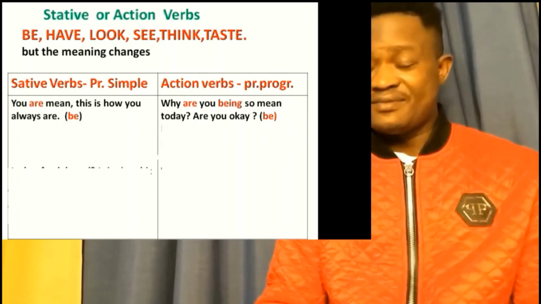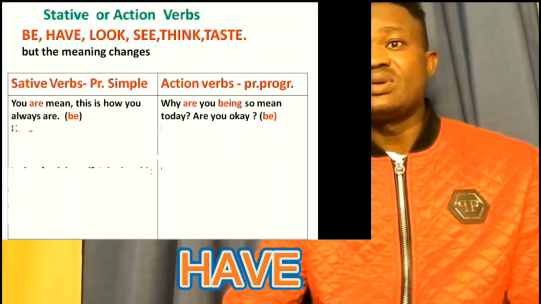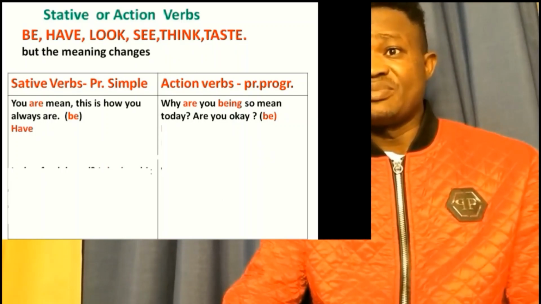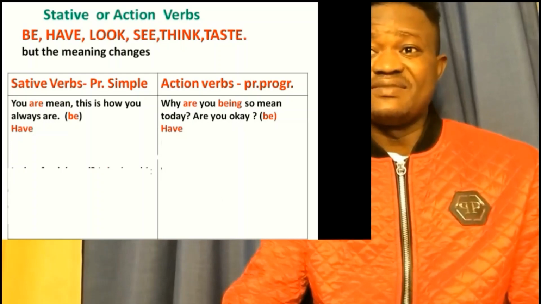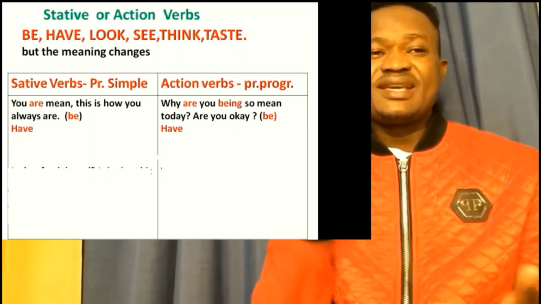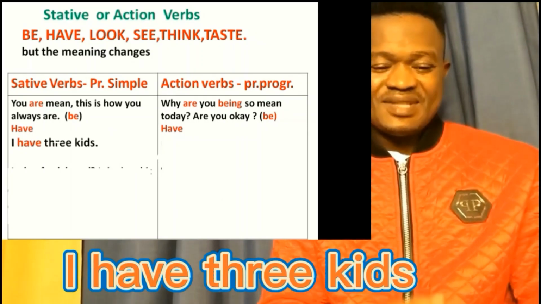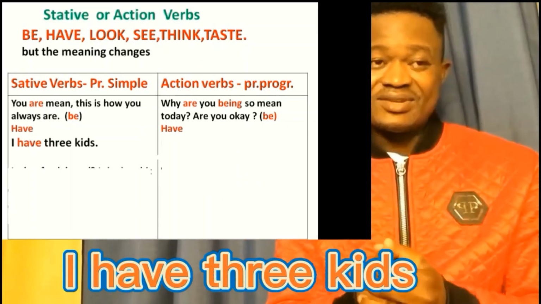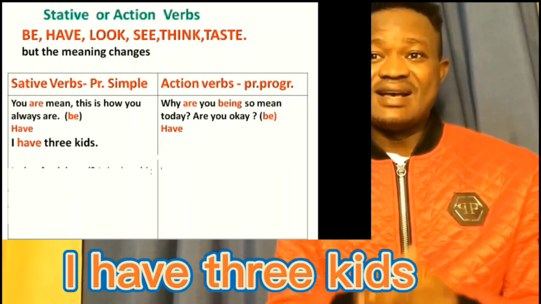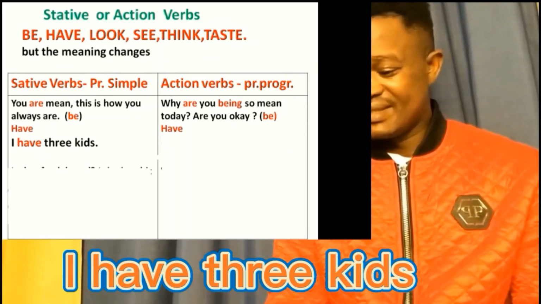So let's deal with the verb have. Okay, so in present simple and in present progressive, action verbs and stative verbs, all right. I have 3 keys. This one is like a routine, you already have it, so this is permanent. I have 3 keys, it's permanent.